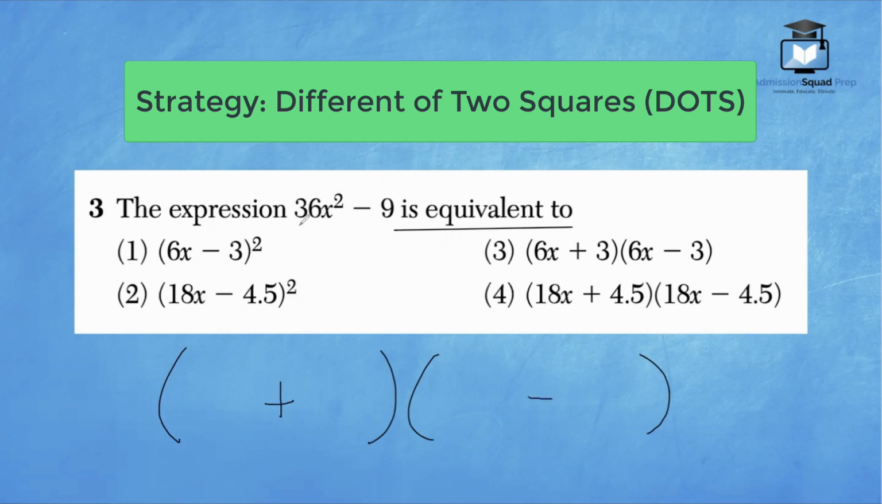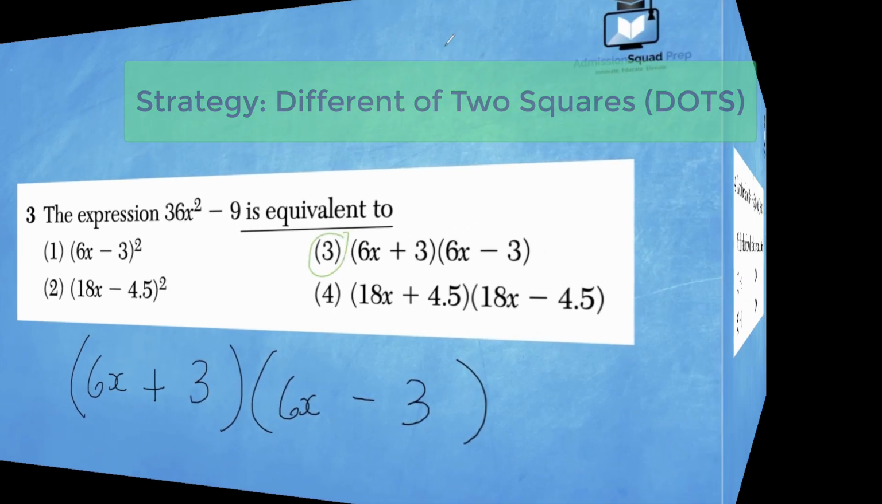We're going to go ahead and find the square root of the first term here. The square root of 36 is 6, and the square root of x squared is x. We have 6x over here and 6x over here. The square root of 9 is 3 and 3. So we have 6x plus 3 and 6x minus 3. So the correct answer is choice 3.